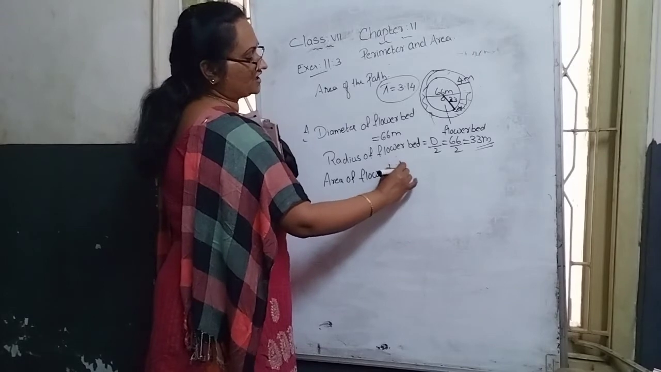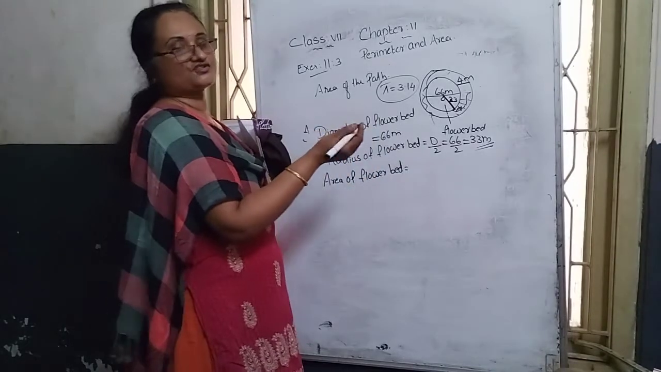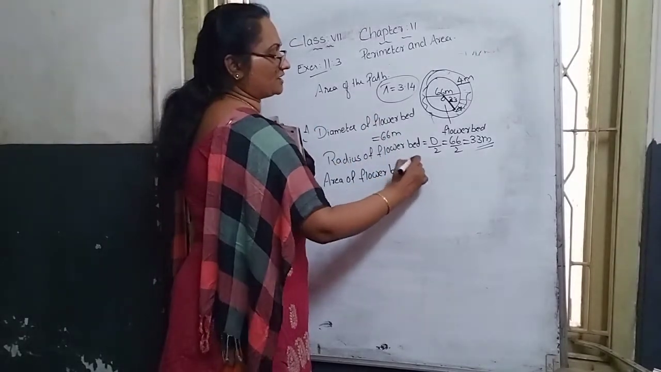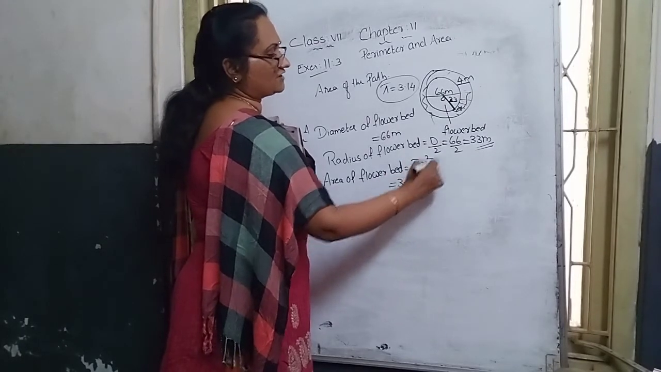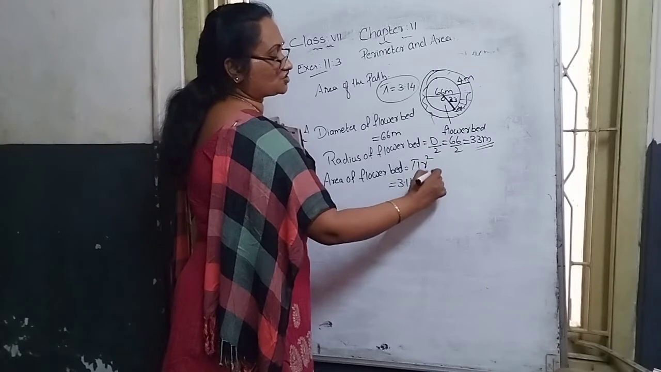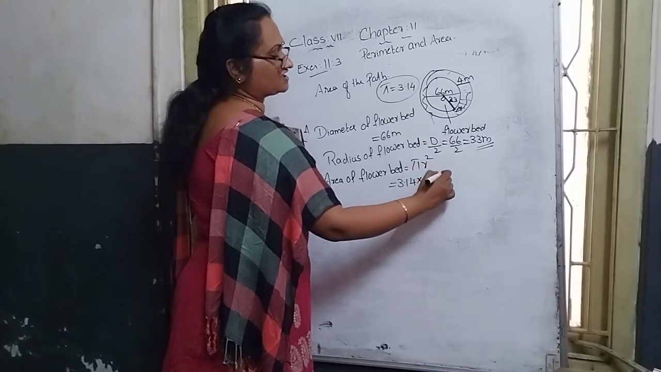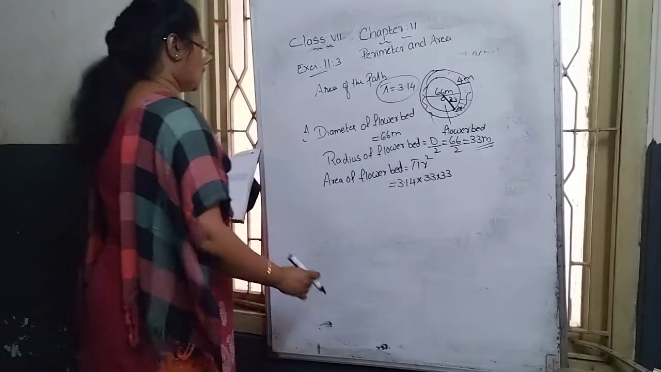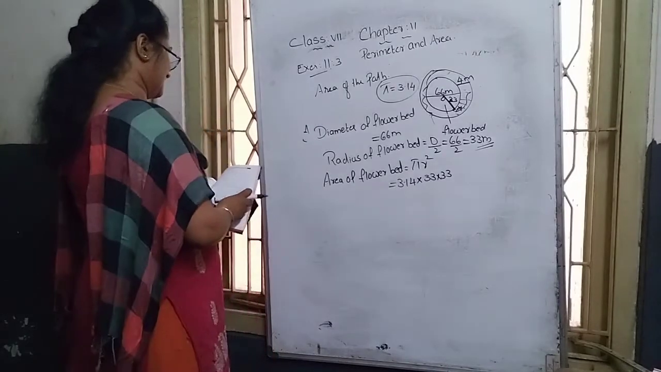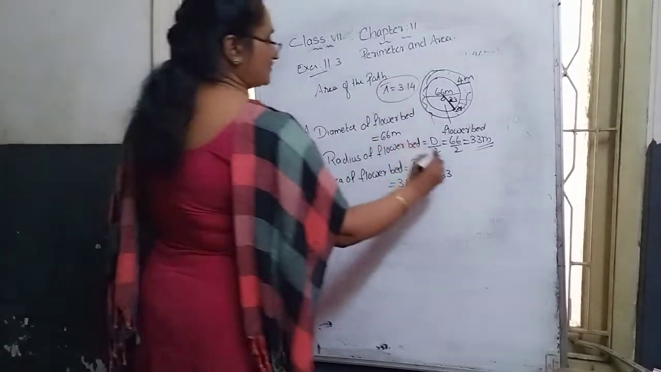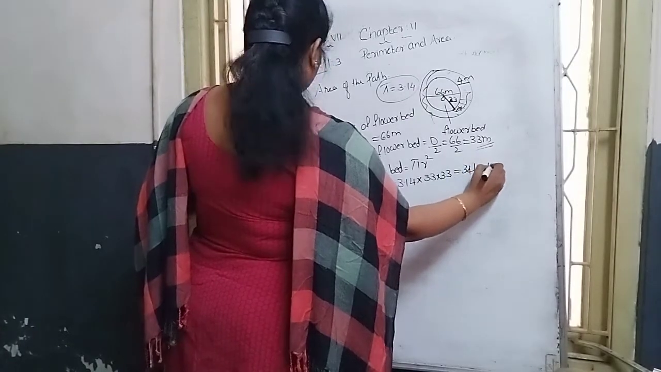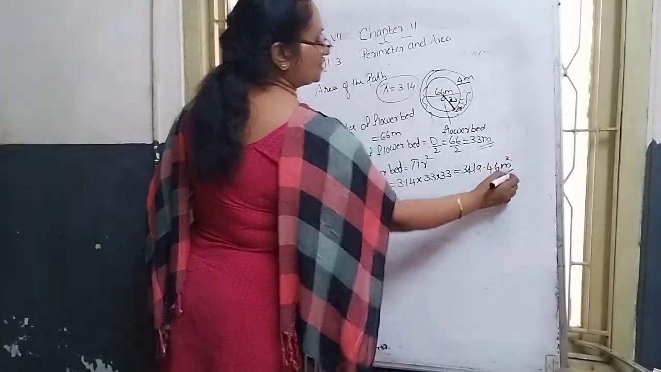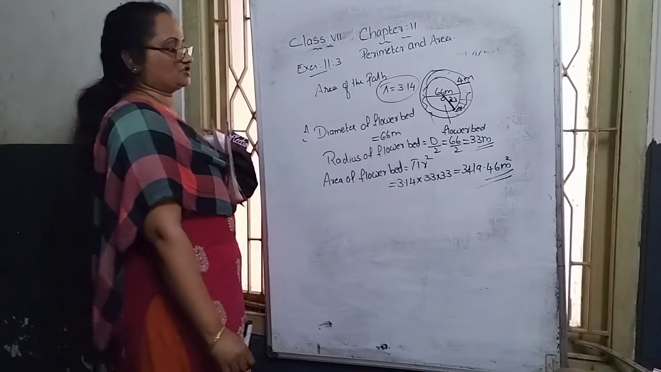How to find out the area? The flower bed is which shape? A circle. So the area of a circle formula is pi r square. Pi value is how much? 3.14. R value, how much do we have? 33. Square means 33 is multiplied how many times? 2 times, right. Multiplying, the final answer becomes 3419.46 meter square.